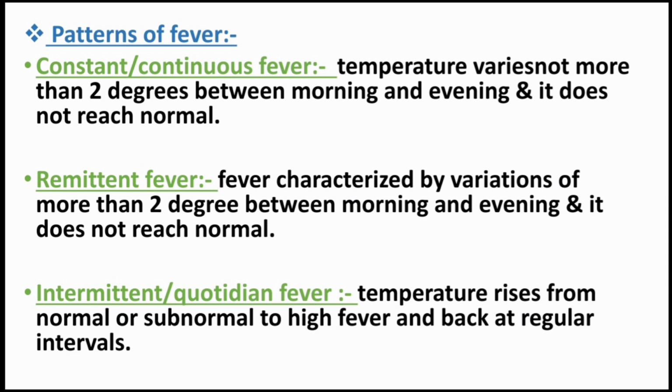Next is remittent fever. Fever characterized by variation of more than 2 degrees between morning and evening and it does not reach the normal. Next is intermittent or quotidian fever. Temperature rises from normal or subnormal to high fever and back at regular intervals.